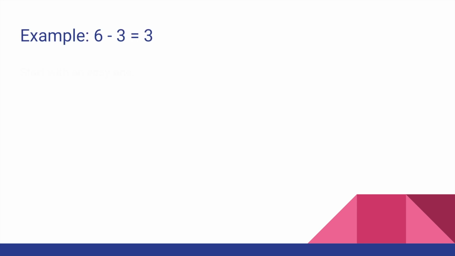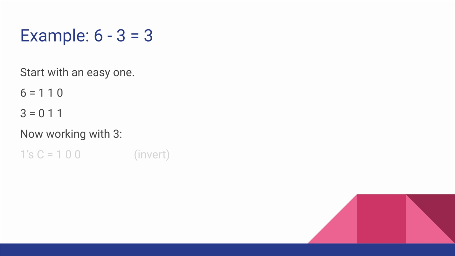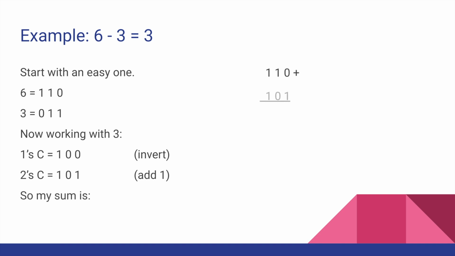Okay, let's move on. Here we go. 6 minus 3 equals 3. Nice, easy one to start. 6 is 1, 1, 0. 3 is 0, 1, 1. We need to find the 1's complement, then 2's complement of the 3. So we invert the 0, 1, 1, which gives 1, 0, 0. The 2's complement, add 1 to the 1's complement. So now my sum is 1, 1, 0 plus 1, 0, 1 gives 1, 0, 1, 1.